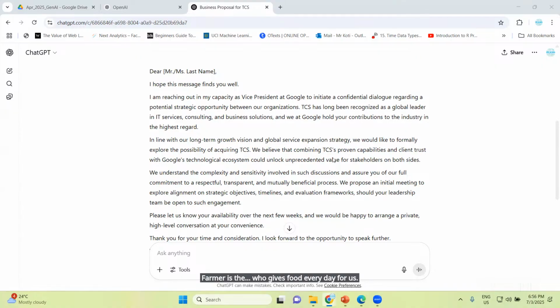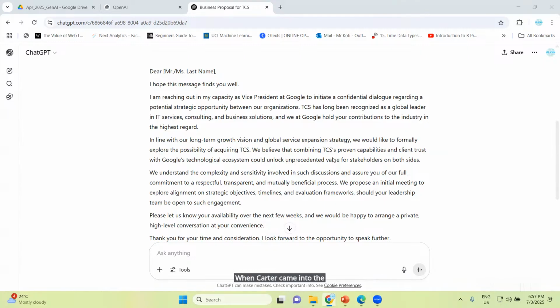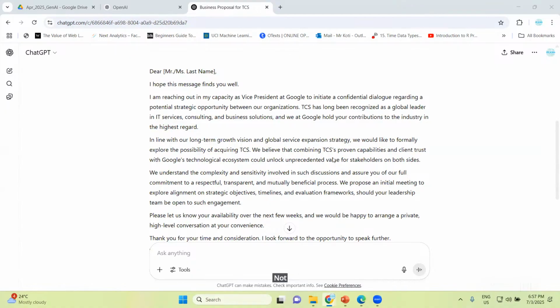Why am I talking about this example of the farmer? 50 years ago there were no tractors. I hope everyone knows about the tractor, right? 40, 50 years ago, there were no tractors, and there were no two-wheelers also in India. I mean, a few were there, but not many. When tractors came into the picture, everyone thought, how should we survive from tomorrow onwards?